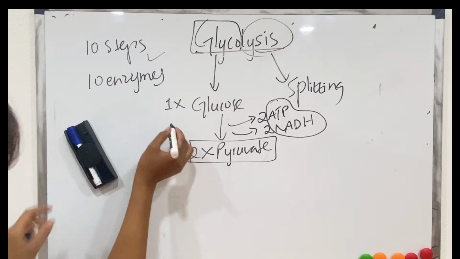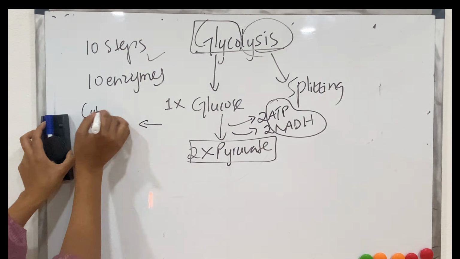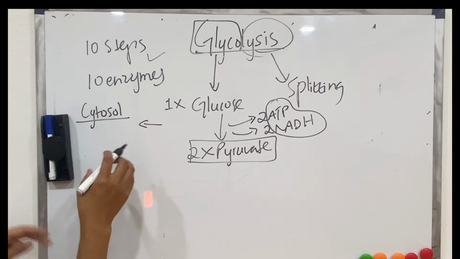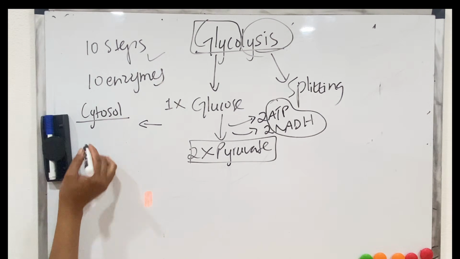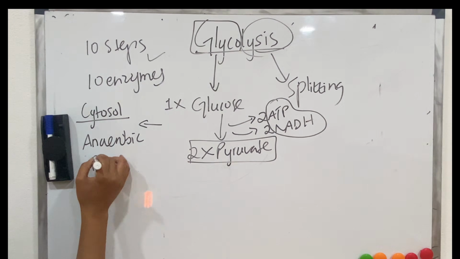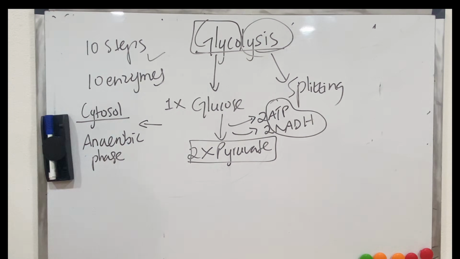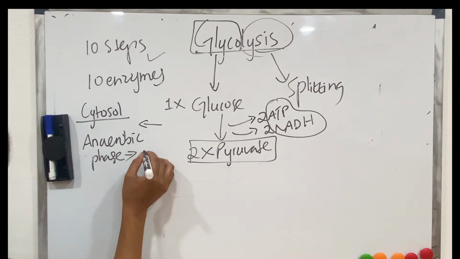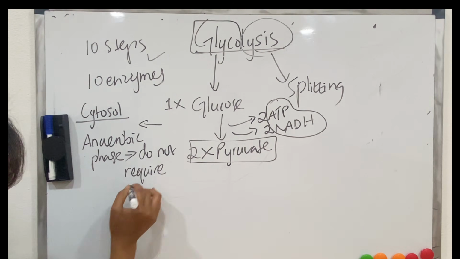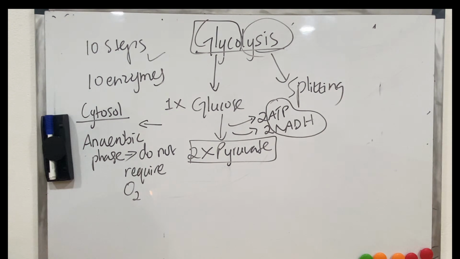You should be aware of the location of glycolysis. Remember, it happens in the cell cytosol, or you can simply call it the cell cytoplasm. This process does not require any oxygen, so it is known as the anaerobic phase. And if the question asks why glycolysis is known as the anaerobic phase, you can simply write that it does not require oxygen, right?